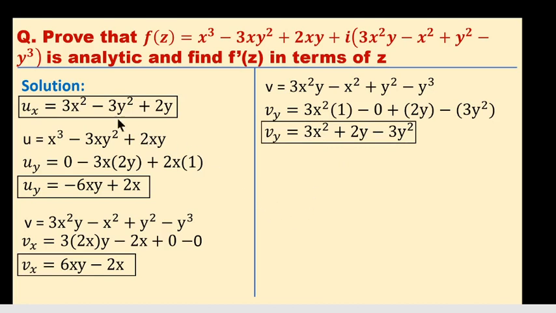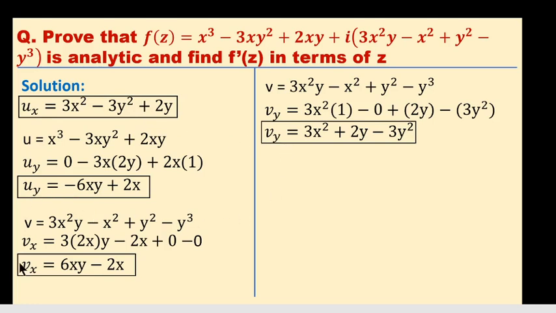Now we have found all the 4 partial derivatives. Now let us check if Cauchy-Riemann equations are satisfied. So for that we need to compare ux and vy. So let's compare it term by term. 3x square, 3x square; minus 3y square, minus 3y square; plus 2y, plus 2y. So we observe that ux is same as vy.